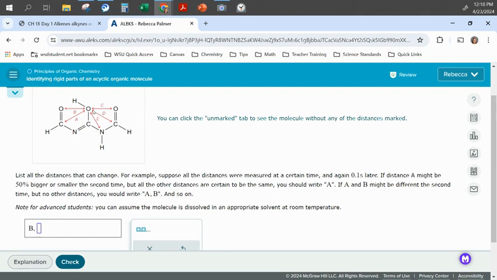Next one is C. Let's see. There's a few single bonds here that can rotate. This one can spin. If this spins, it's going to flip that whole thing. So it can rotate. This can also spin, so that can rotate. So C can change.